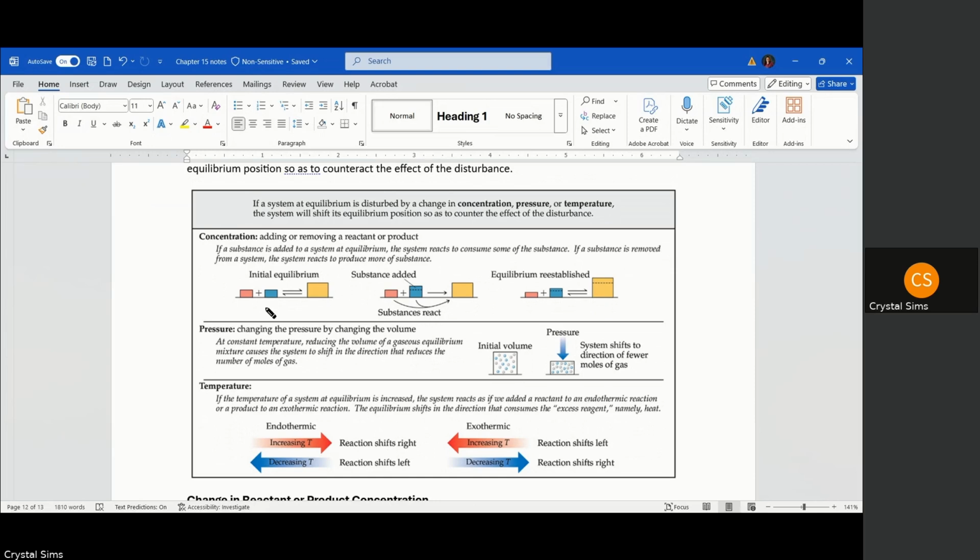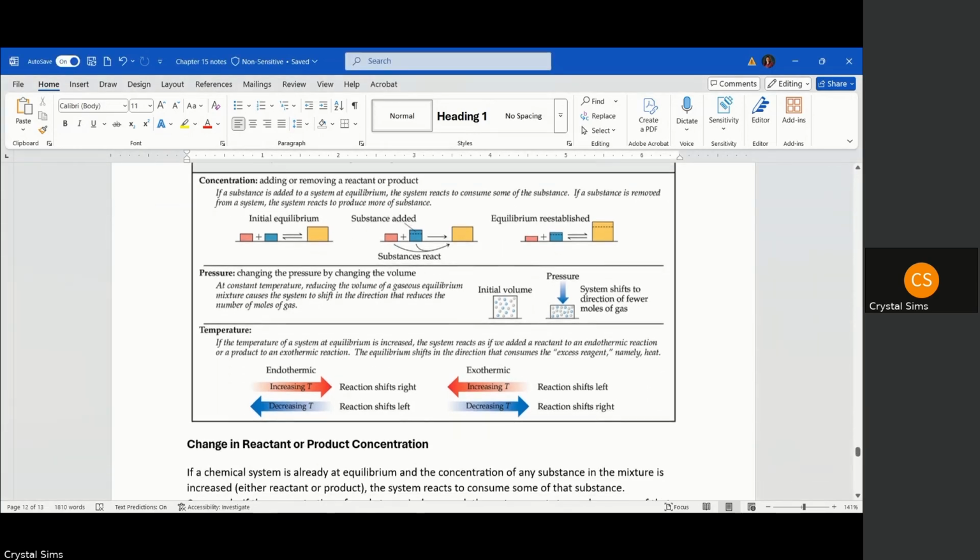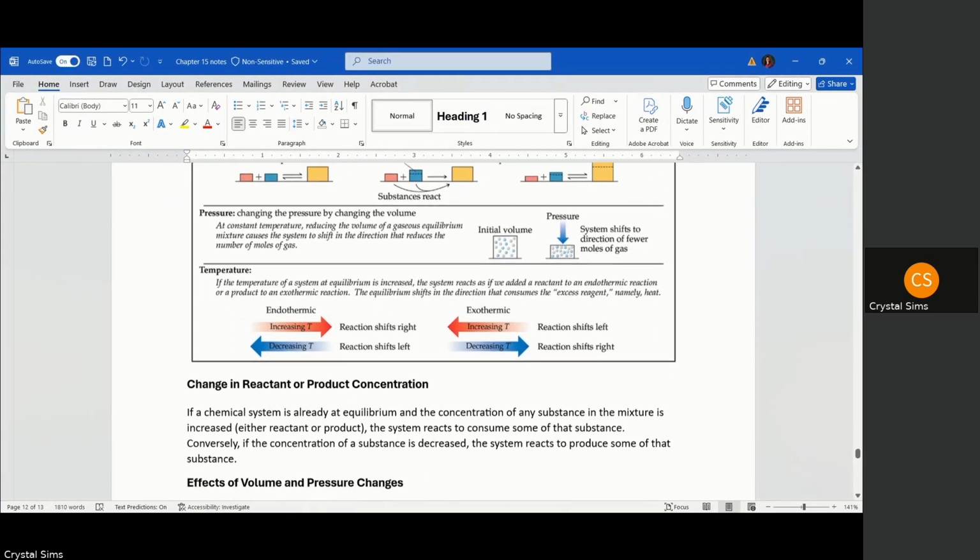If we decrease the temperature, then the reaction shifts left. In an exothermic reaction, if we increase the temperature, the reaction is going to shift left. And if we decrease the temperature, the reaction shifts right. So keep this graphic in mind as you're looking at shifts in reaction when we change the concentration, the pressure, or the temperature. Okay.